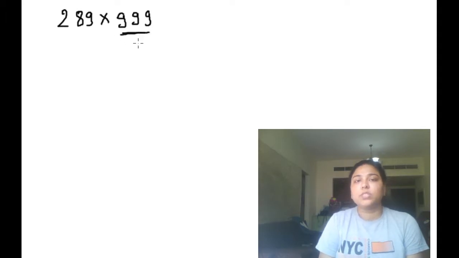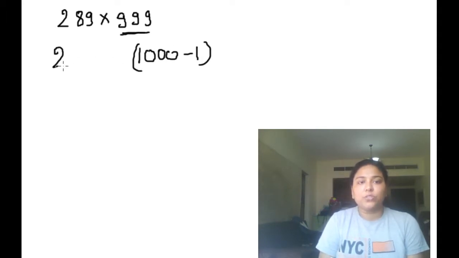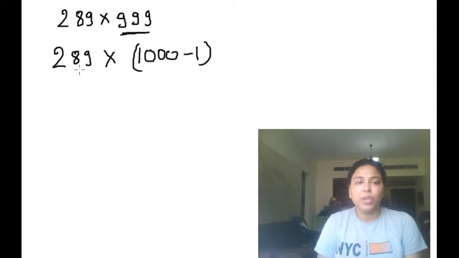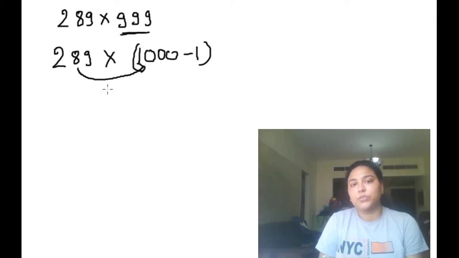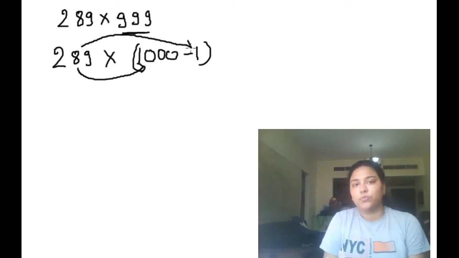One more method to do this calculation. So let's start with an example: 289 multiplied by 999. First we will convert 999 equal to 1000 minus 1. So we can write 289 multiplied by 1000 minus 1. Now we will do multiplication: 289 times 1000 and 289 times 1.